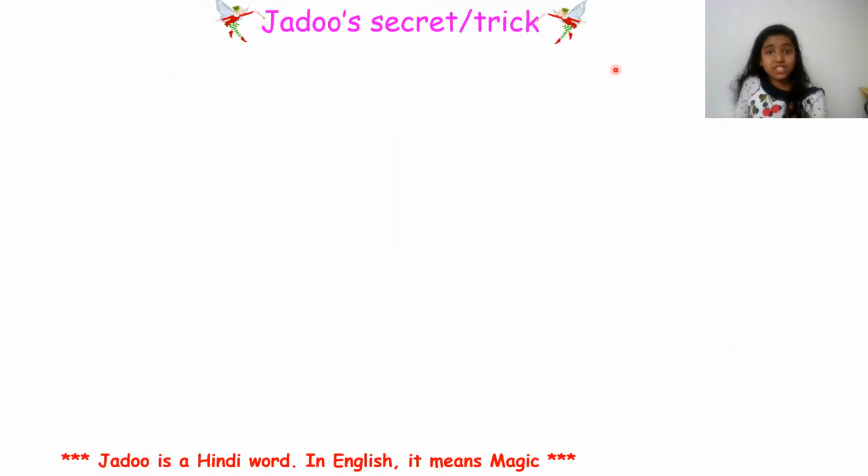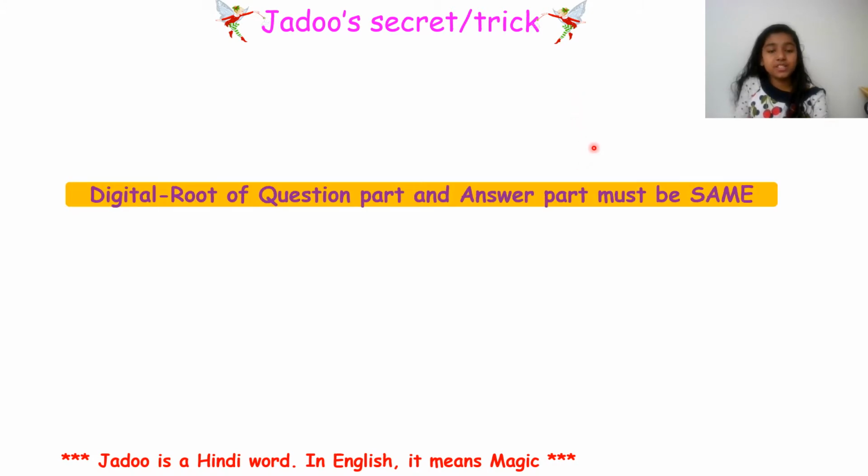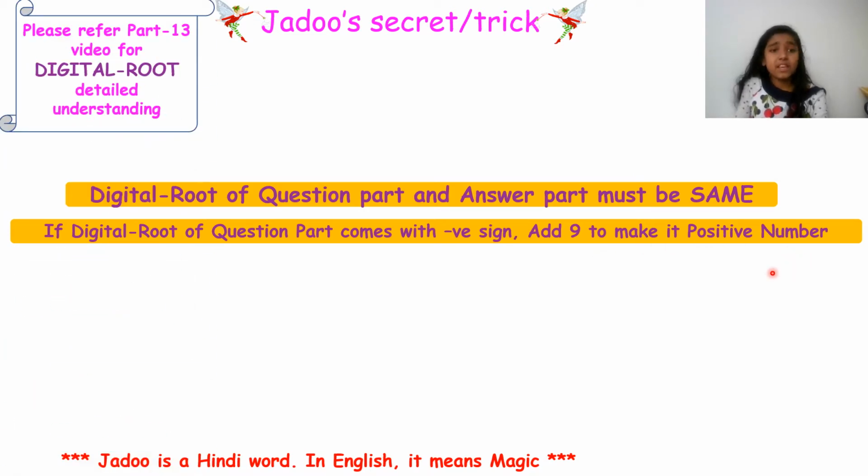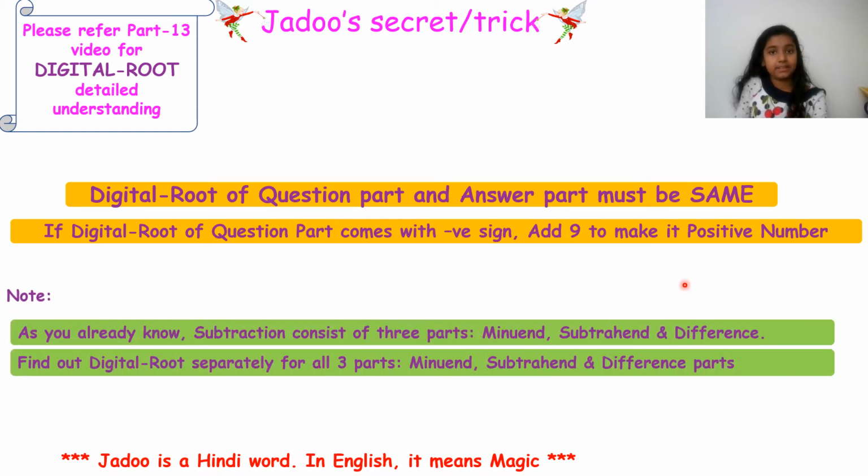So friends, today's trick is the same as the addition or multiplication answer check we did earlier. I mean the digital root of the question part and the answer part must be the same. Just hold on. Subtraction has one more secret, which is if the digital root of the question part comes with a negative sign, add 9 to make it a positive number. Friends, if you forgot what digital root is, please refer to our part 13 video for a detailed understanding of digital root.